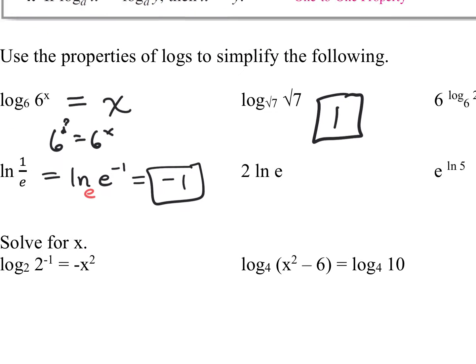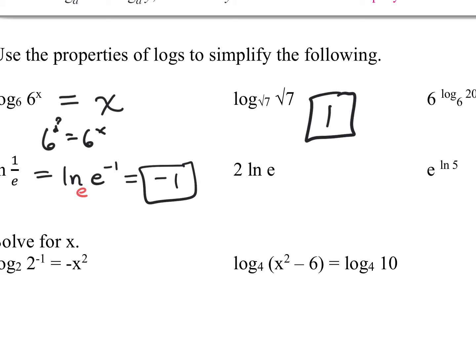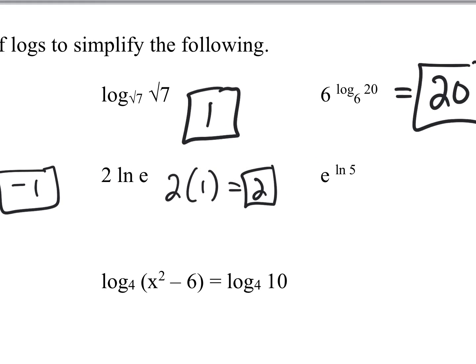In our next example, we have the natural log of e times 2. The natural log of e is 1. 2 times 1 is 2. And again, I have another one of these inverse properties, right? I have an e raised to a log base e. Effectively, these two parts cancel each other out, and the remaining number would be our answer.